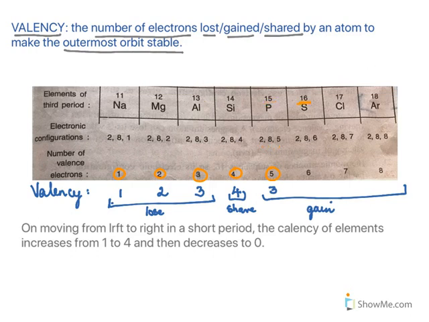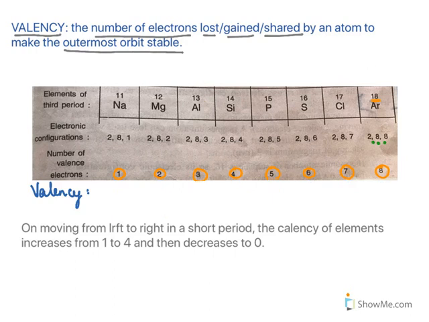We get on to sulfur, which is 16, 2, 8, 6. So 6 electrons in the outermost orbit and it will gain 2. Next 17 for chlorine, 2, 8, 7. 7 electrons in the outermost orbit, it will gain 1. And in the end we have argon, which is 18. Configuration 2, 8, 8. It has got 8 electrons in the outermost and it doesn't need to gain nor lose. So valency is 0.